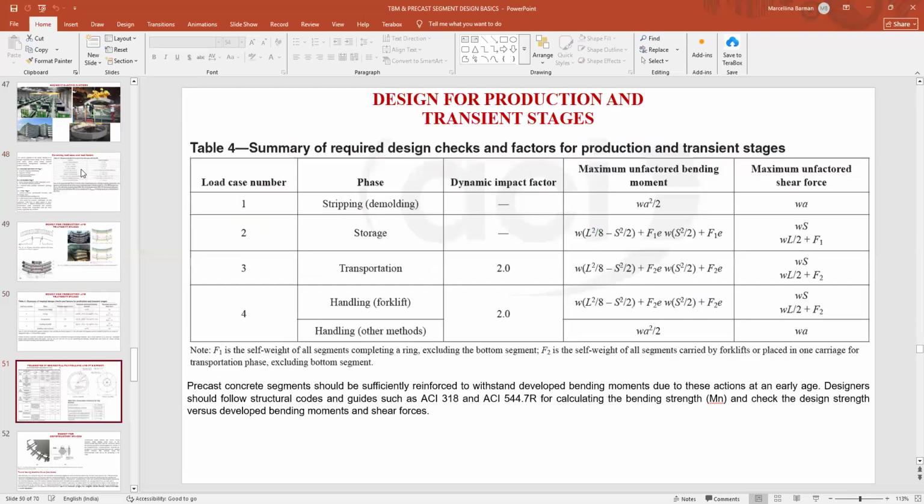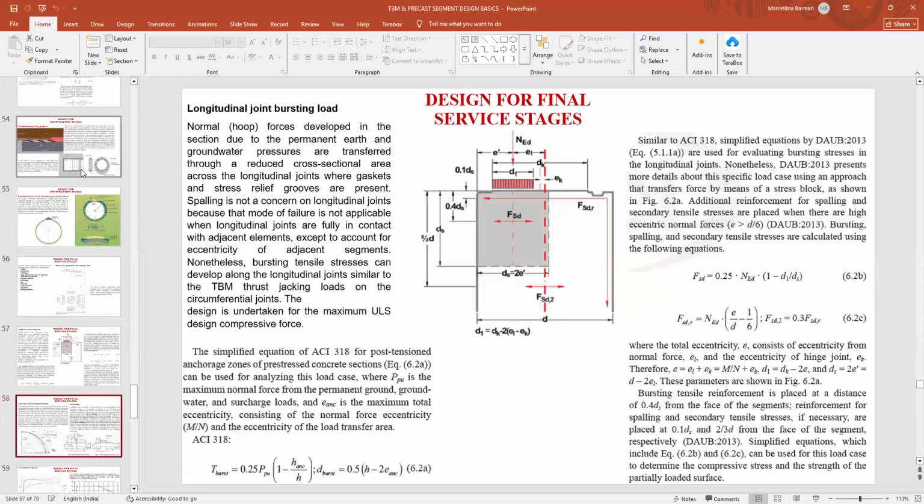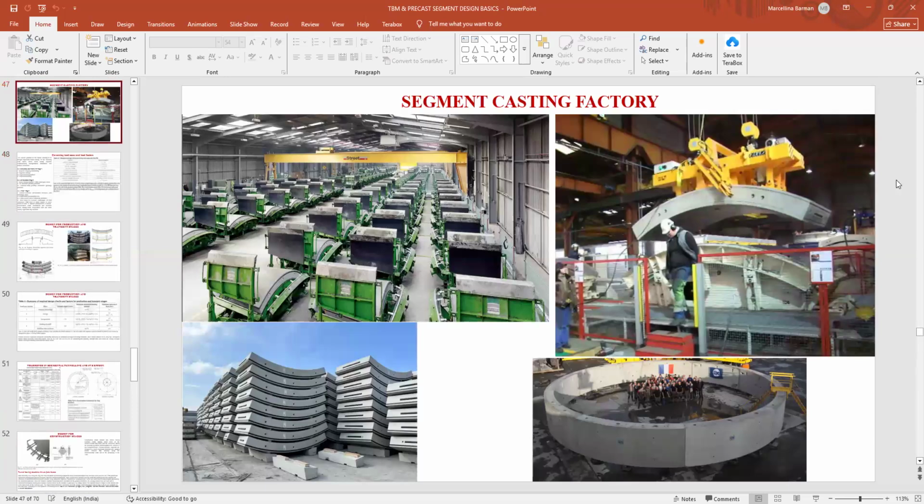Demolding is basically removing the segment. We are removing the segment by vacuum pad. So here we are removing, this is the demolding operation. This is the molding operation where we are casting the segment in the molds. This is the demolding where you are removing the segment.